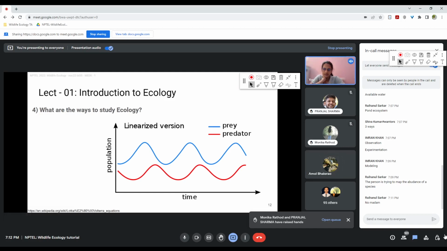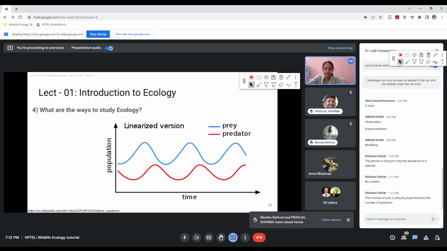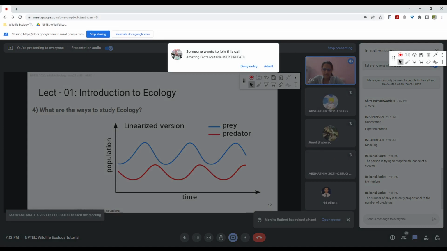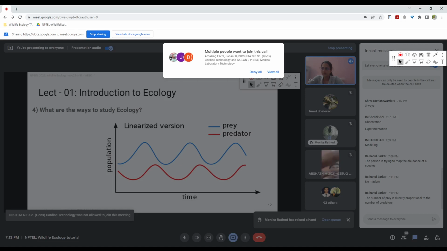Alright, so can you tell me, or even anybody else? Where is my pointer gone? Alright, is my pointer visible? Can you tell me what is happening at this point, right at the start of the graph? So is prey more or predator more? Ma'am, prey is more than predators. Right, prey is more than predator. So what do you think is going to happen?